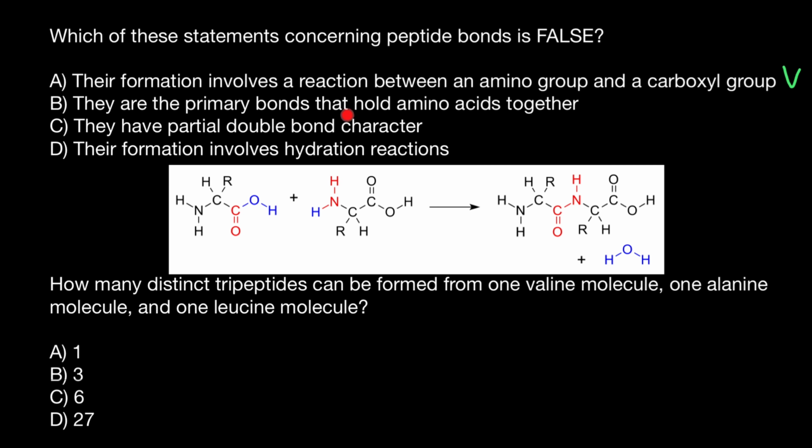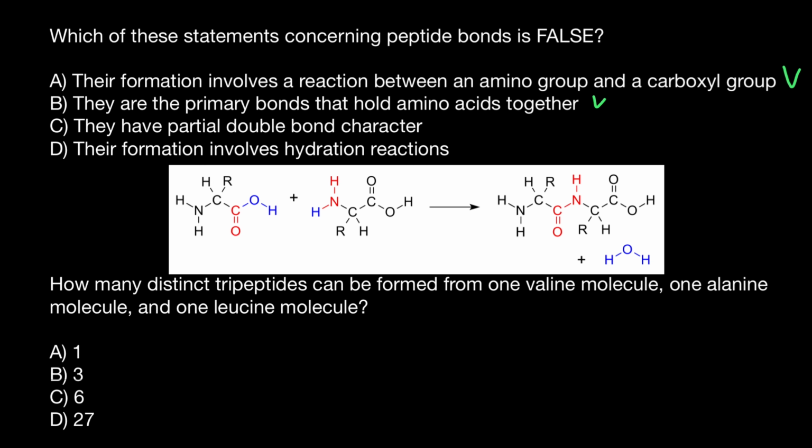They are primarily bonds that hold amino acids together. Peptide bond, we call this bond here, which involves, as you see, the carboxylic group of one amino acid and the amino group of another amino acid. So here is a peptide bond, and this is what holds the amino acid chain together.